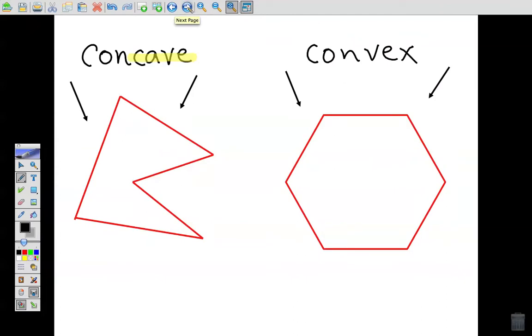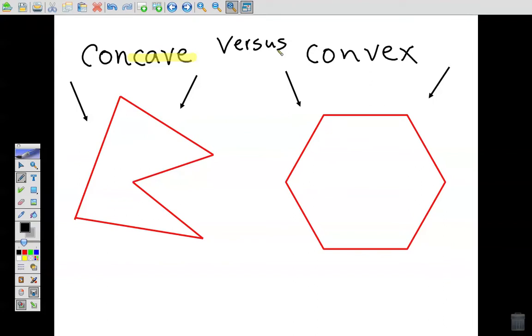Concave versus convex. Know the difference between these. Now, first of all, are those two figures polygons? Let's see, are they simple? Do I have any sides that cross? No, I don't have any sides that cross, so they're simple. Are they closed? Yeah. Do I have all straight sides? Yes, I do. So I have polygons here, don't I?